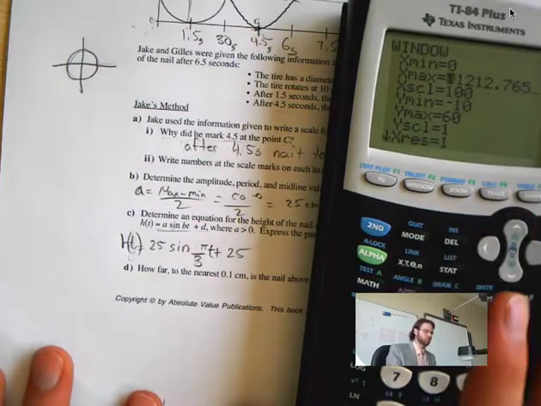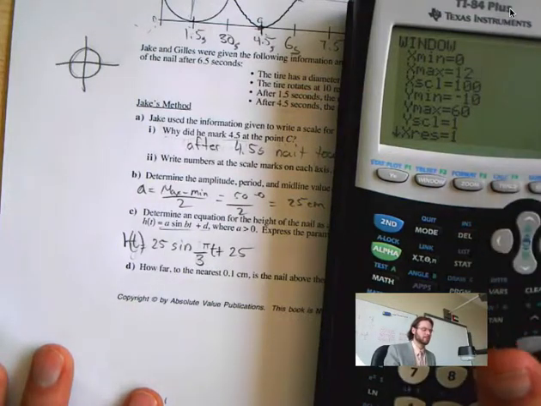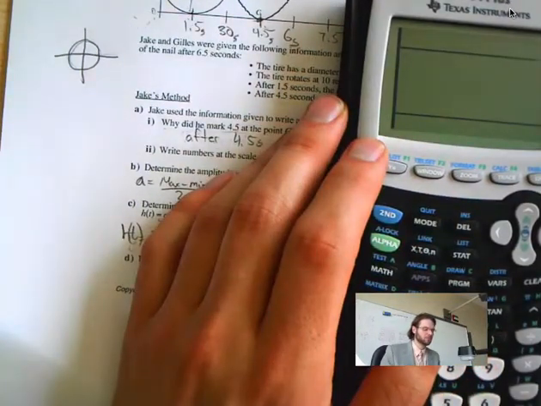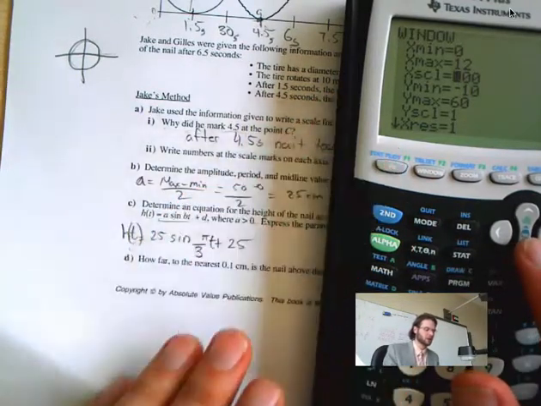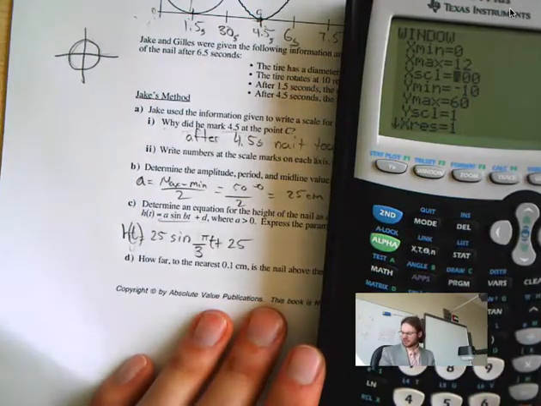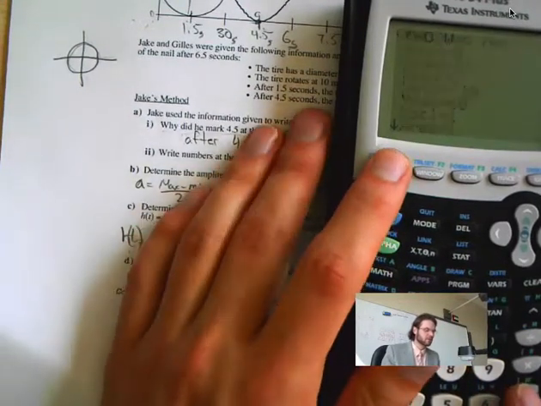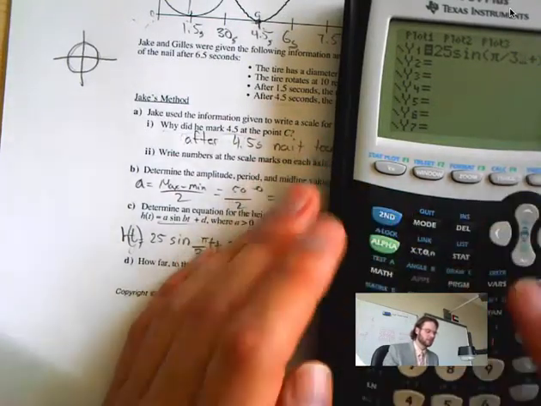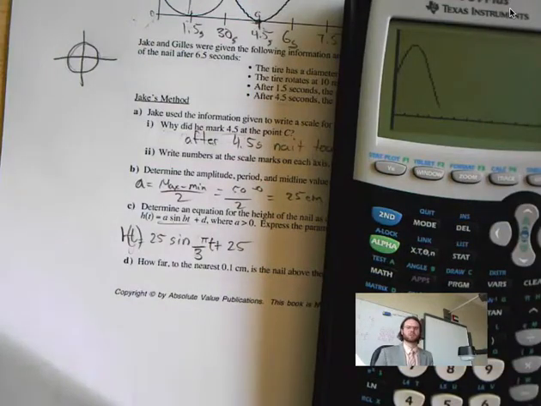My x max, I'm going to say 12. I want to see 2 periods. So I graph it. Oh. X min 0, x max 12, y max 60. Huh. Let's see. X scale is 1. What did I do here? Ah, that's why. I forgot my x. And I put in my x. There we go. I had a straight line, something wasn't right.